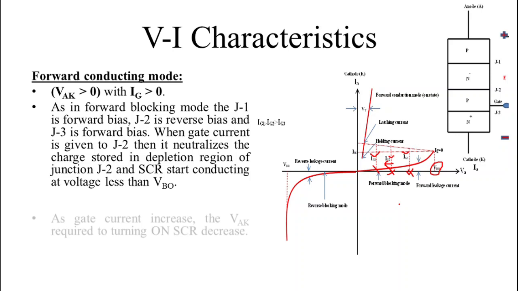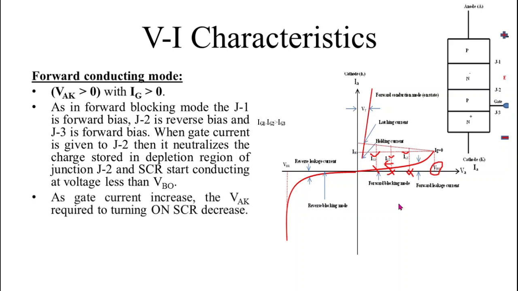And once the SCR gets turned on, then gate loses its control. Or we can say that once SCR starts conducting, then it will continue to conduct even if the gate current is removed. To avoid the losses in gate cathode circuit, gate current is removed once the SCR gets turned on.